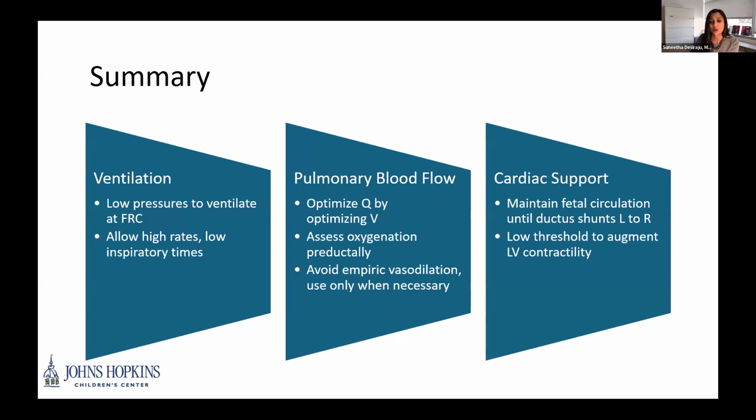Now, with regard to cardiac support, we're going to maintain fetal circulation until the ductus is reliably shunting left to right, at which point alprostadil is moot. And we maintain a low threshold to augment LV contractility. Here at Hopkins, we like epinephrine, hydrocortisone, but there are many other options too.